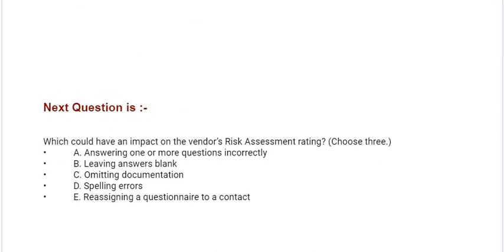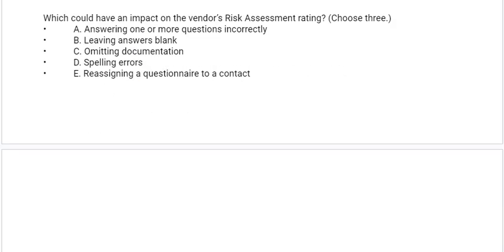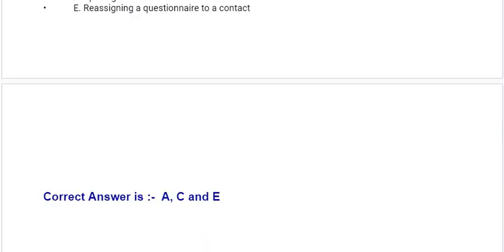Next question is, which could have an impact on the vendor's risk assessment rating? Choose three options. Option A. Answering one or more questions incorrectly. Option B. Leaving answers blank. Option C. Omitting documentation. Option D. Spelling errors. Option E. Reassigning a questionnaire to a contact. Correct answer is option A and option C and option E.